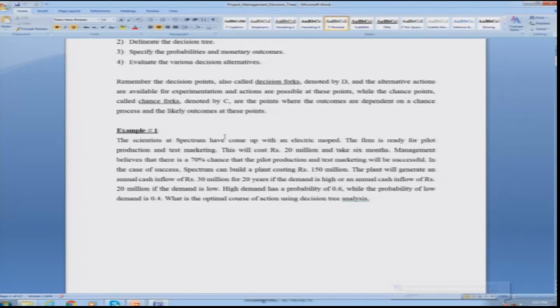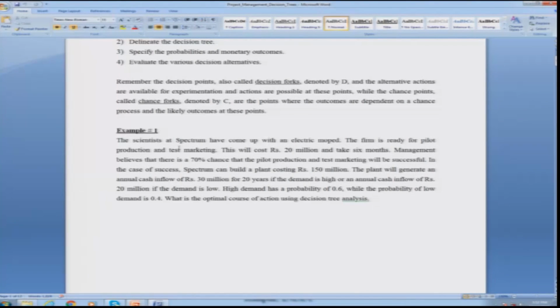So, I will just start right away with the problem. The scientists at Spectrum have come up with an electric moped. The firm is ready for pilot production and test marketing. This will cost rupees about 20 million and take 6 months. Management believes that there is a 70% chance that the pilot production and test marketing will be successful.